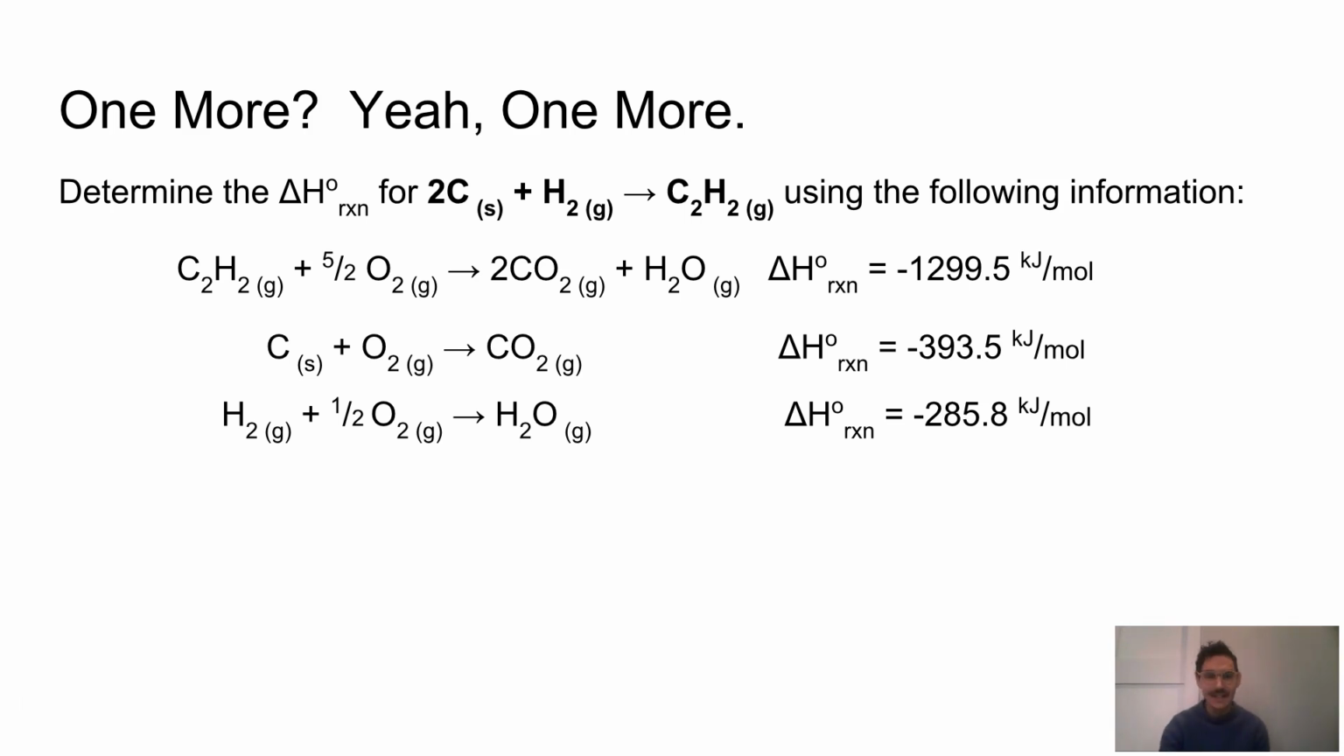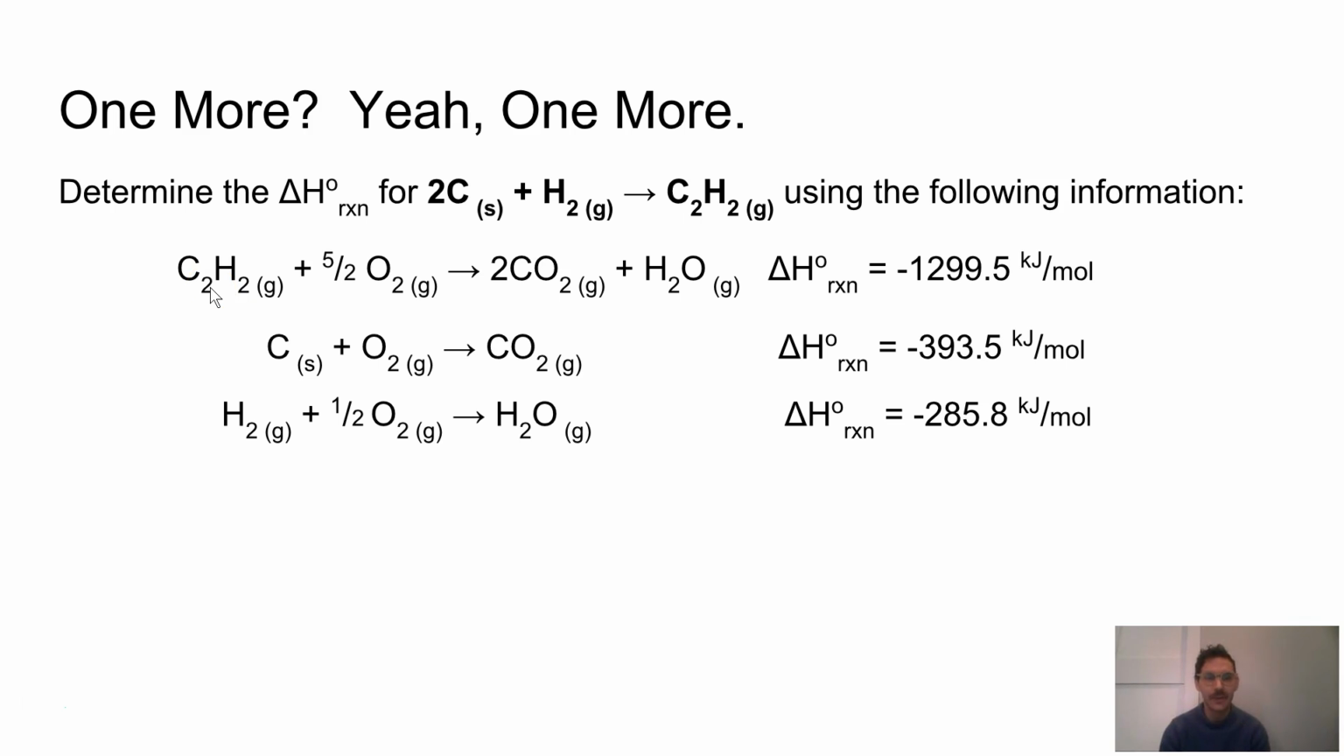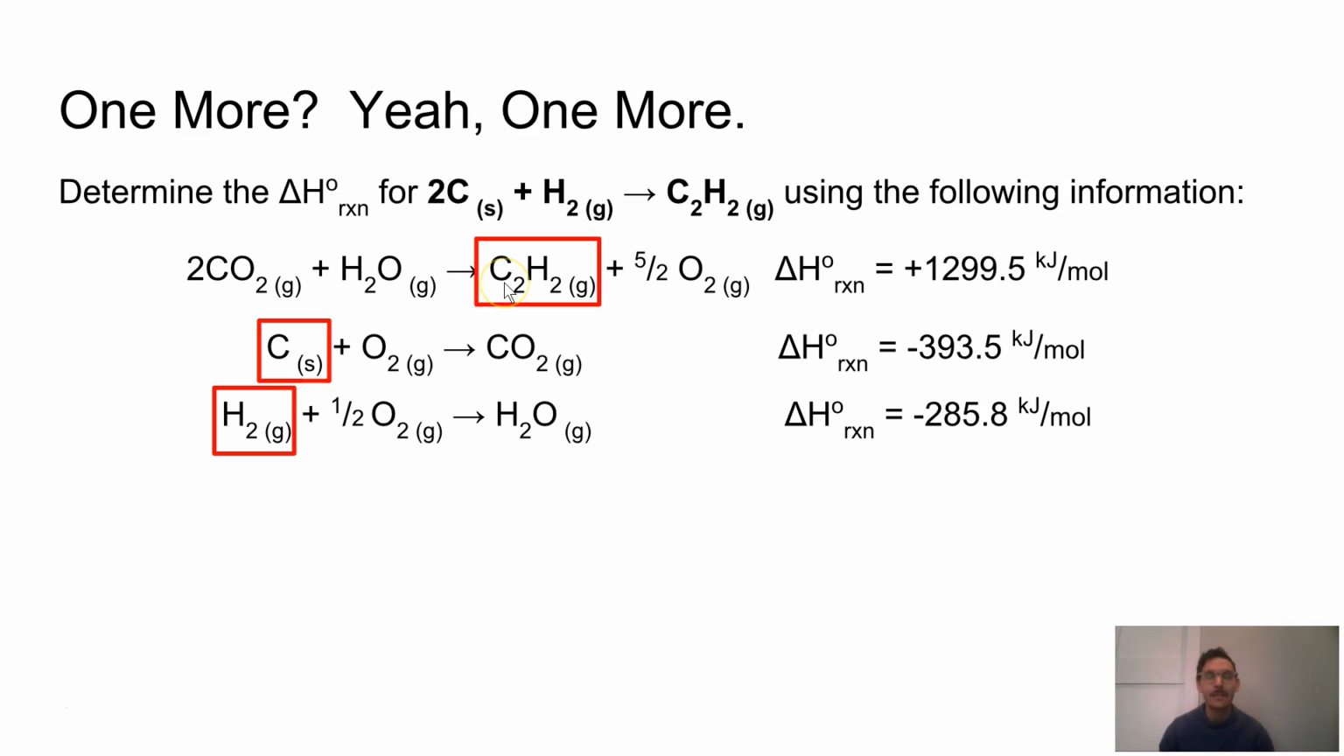The first thing that I see in looking at this problem is that this one, which I want as a product, is not in the right spot. So I'm definitely going to need to flip this equation around. What else looks weird? Well, hydrogen's in the right place. And we've got carbon in the right place. So these two might have to do a little something with their coefficients. But this one, we're definitely going to need to flip. And I see that this thing is in the right place. So I'm going to need to flip that around.